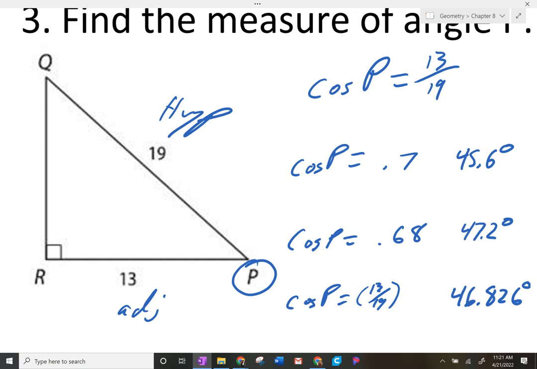Any questions on that? So basically, everybody's going to get different answers, but it should be within a degree and a half. Should we just leave it as the exact number? If you want to leave it as the exact number, yeah, that's fine.